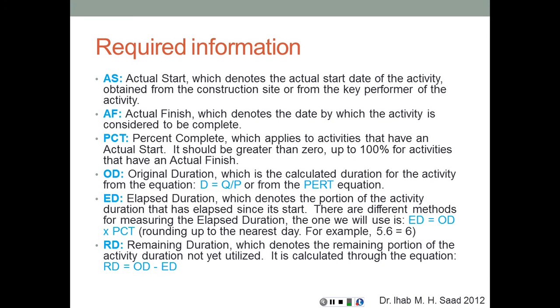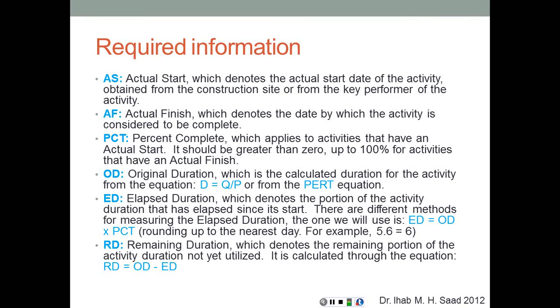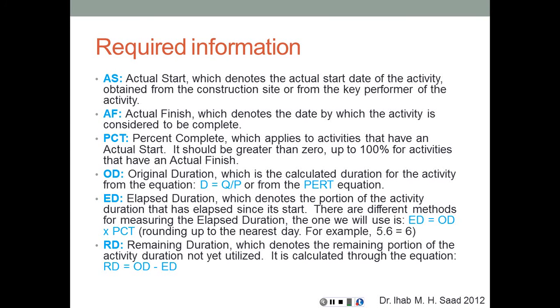Elapsed duration is a part or a portion of that original duration, which is the amount of time that has elapsed since the activity has started. It denotes the portion of the activity duration that has elapsed since its start. And there are different methods for measuring the elapsed duration. The one we will use is elapsed duration is equal to original duration times percent complete. That's why it's very important to know and to accurately measure the percent complete.